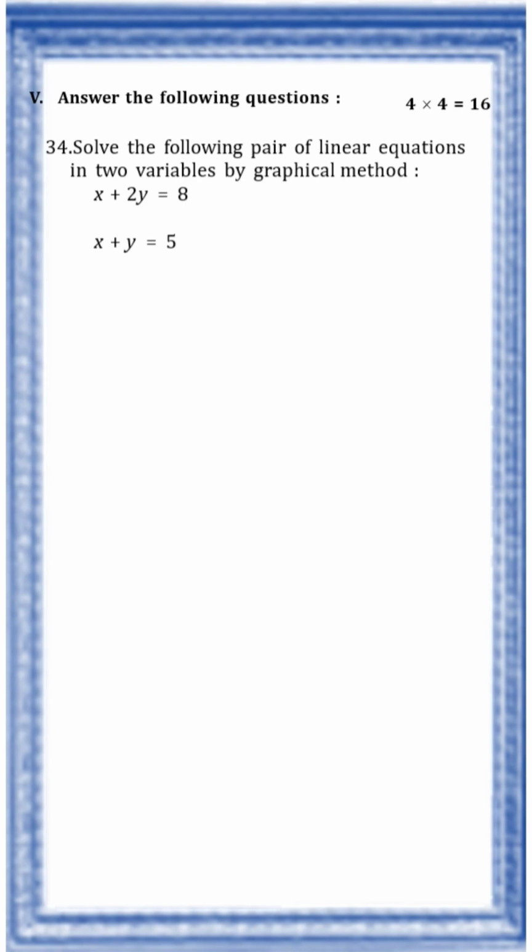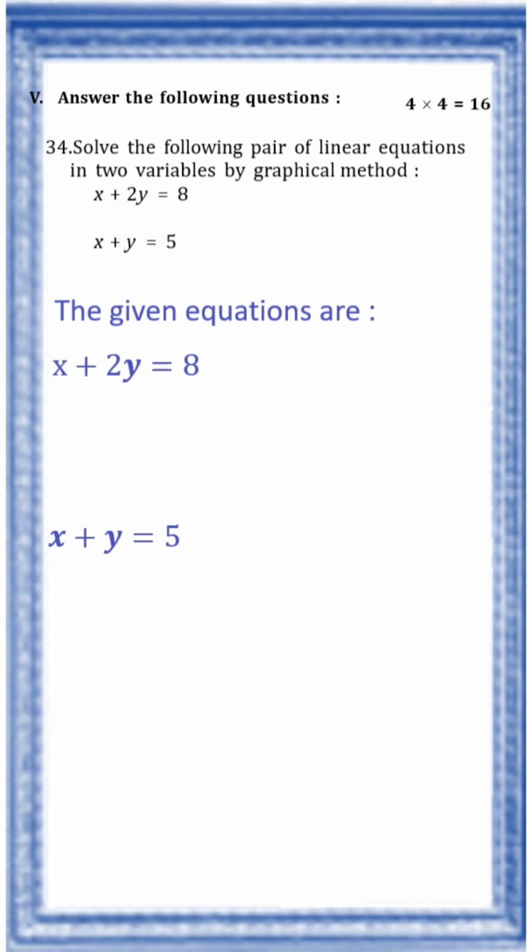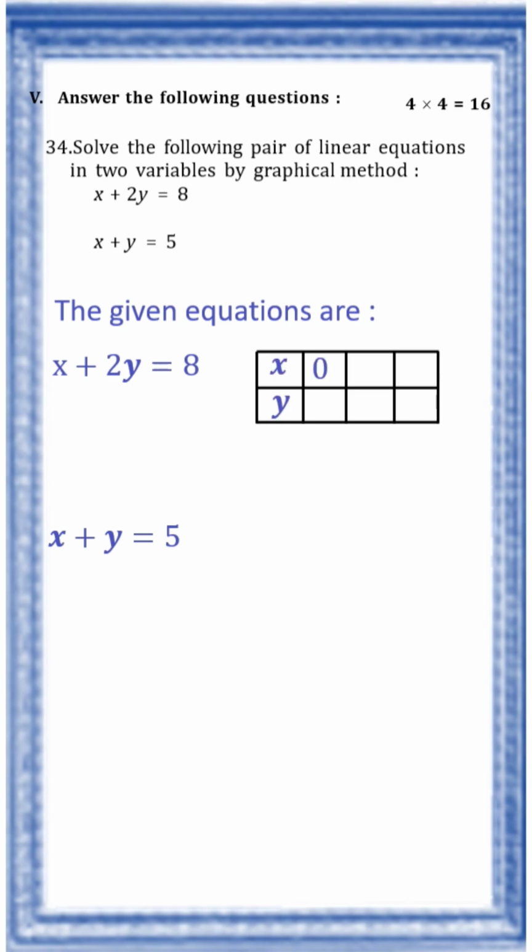Solve the following pair of linear equations in 2 variables by graphical method. The first equation is x plus 2y is equal to 8. The second equation is x plus y is equal to 5. Now the given equations, you have to write in the answer page. Okay, now let us form a table for values of x and y. For the first equation, if x is equal to 0, then 2y is equal to 8, isn't it? Oral problems only, you can do.